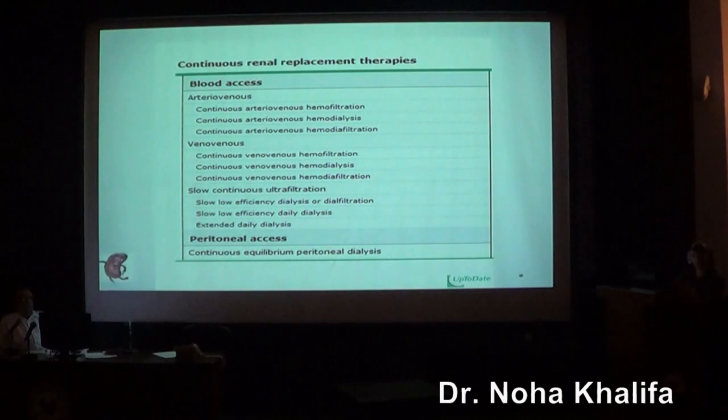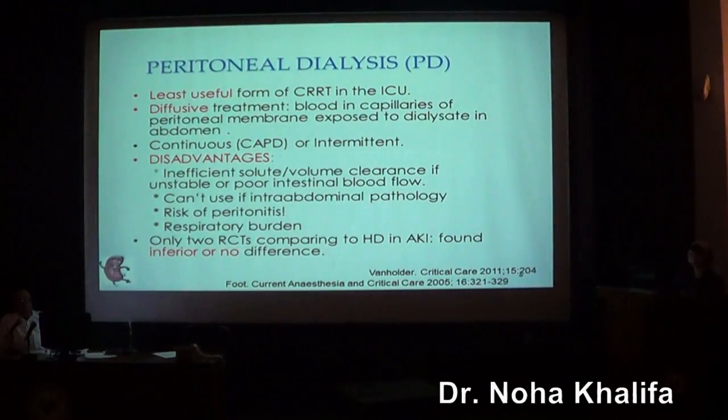And of course, these are the nomenclatures for all of the things that we've said. So you can use hemofiltration or hemodialysis or hemodiafiltration either in the AV method or the VV method. And then finally, we have peritoneal dialysis. So what about peritoneal dialysis in acute kidney injury?